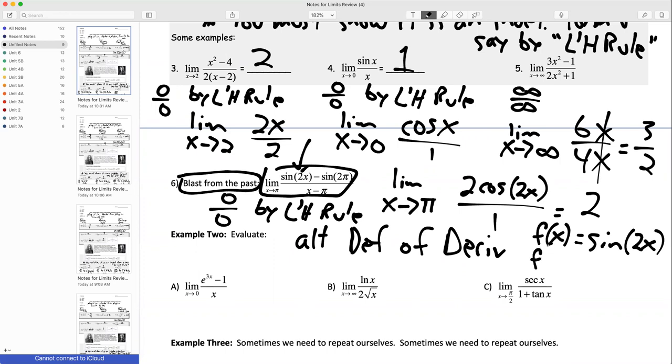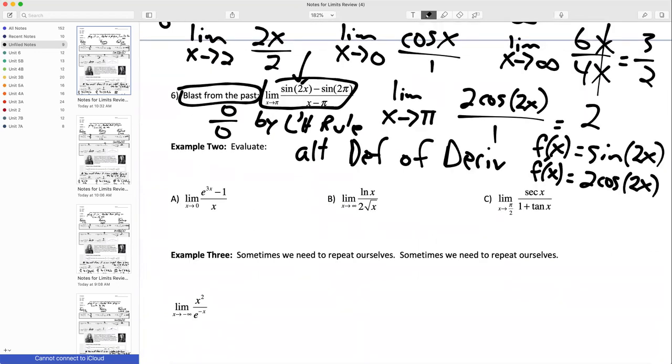So what is f prime? 2 cosine of 2x. And what point is it evaluated at? Pi. So I plug in pi and I get the same thing that I just did. Okay. So you can either do this by L'Hopital's rule or the definition of derivative, which we will look at in just a second. But let's look at a couple of examples.